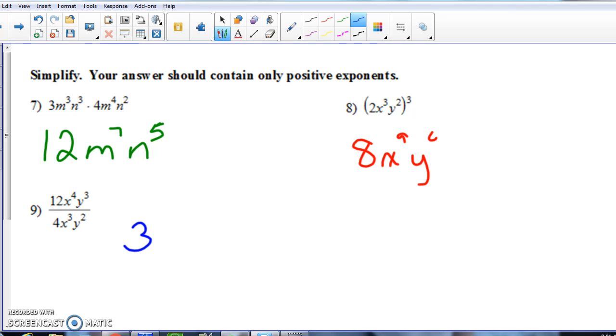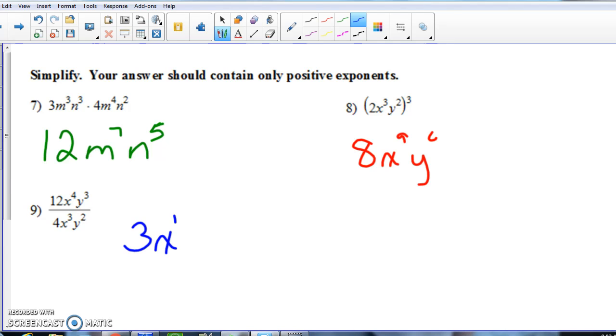So, of the same variable. So my x's, I have x to the 4th in the numerator, x to the 3rd in the denominator. 4 minus 3 gives me x. Now, you can put the 1 if you want to. If you don't put the 1, that's fine. If you see a variable without an exponent, that means 1st power.